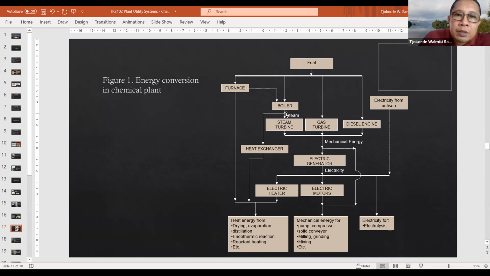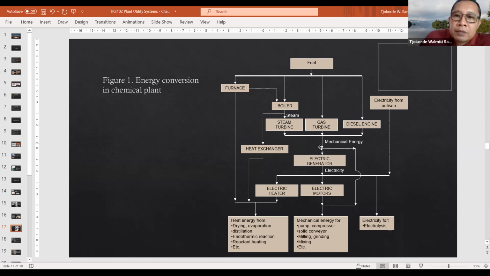The steam is then used to power a steam turbine, or the thermal energy from the fuel combustion can be used directly to drive a gas turbine or diesel engine, and so on and so forth. So out of these three prime movers, we will obtain mechanical energy, which then can be used for various purposes.